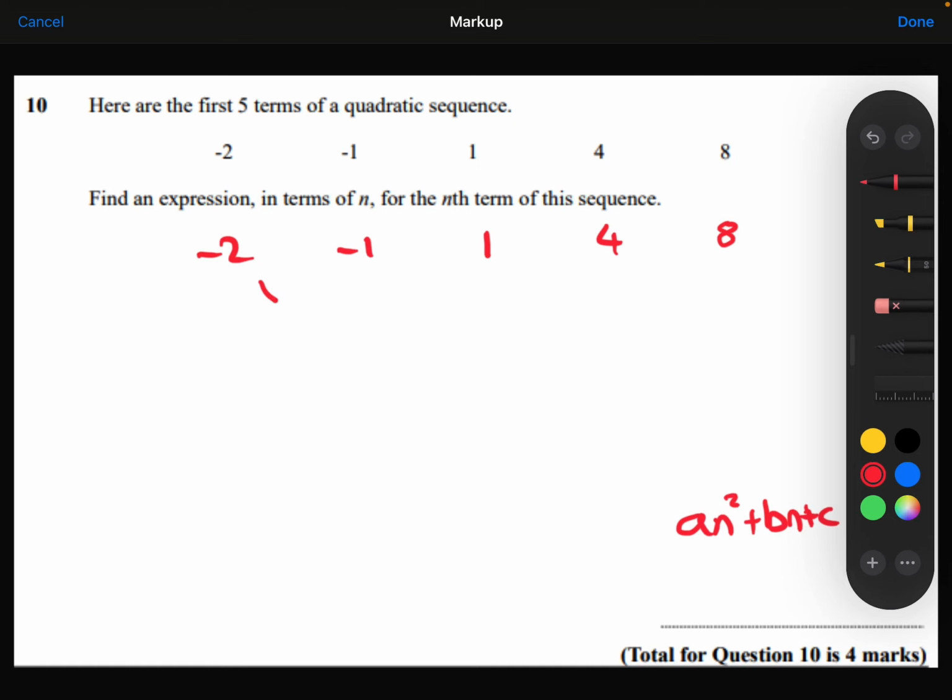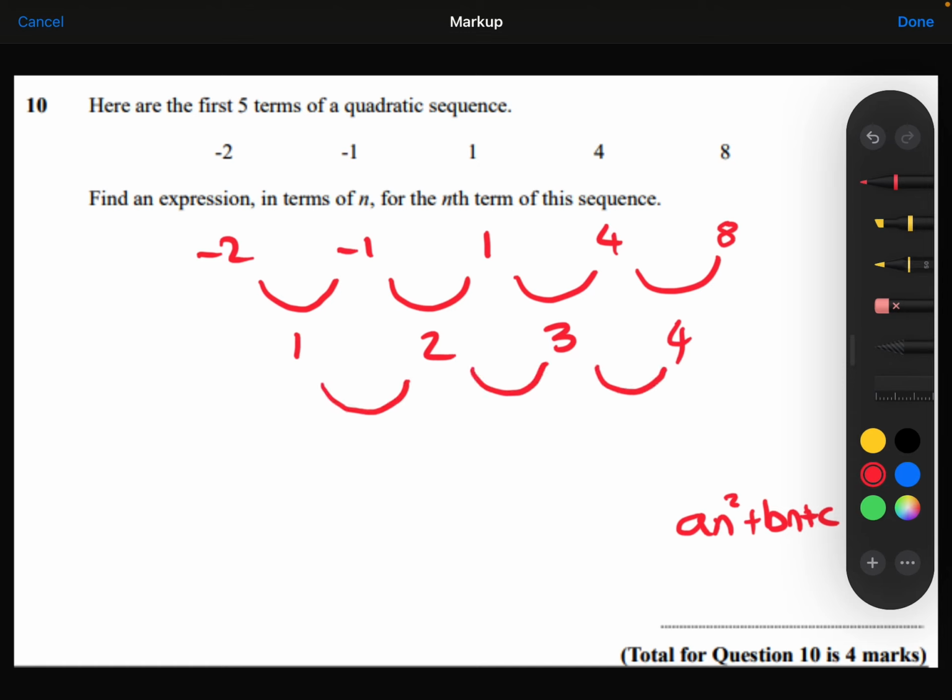To do that, we're going to work out the first differences between each successive term. So the difference between -2 and -1 is 1. It's gone up by 1. The difference between -1 and 1 is 2. It's gone up by 2. The difference between 1 and 4 is 3, and the difference between 4 and 8 is 4. So those are the first differences.